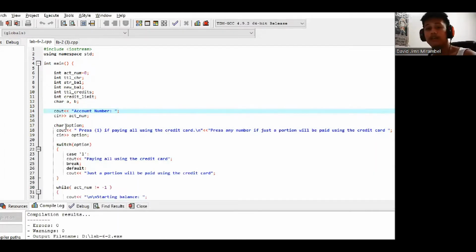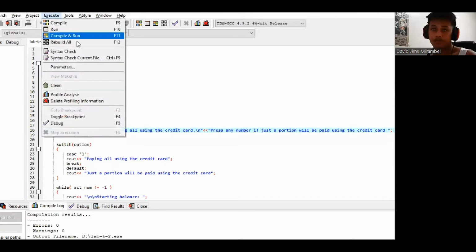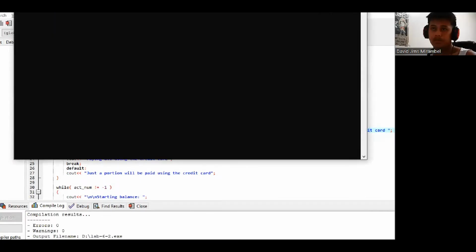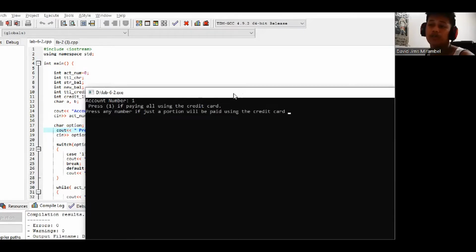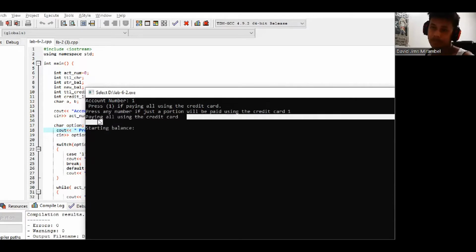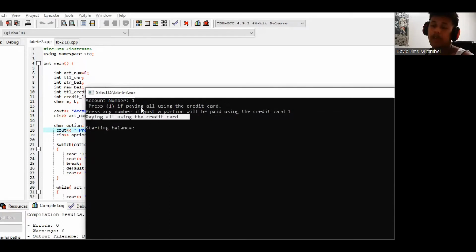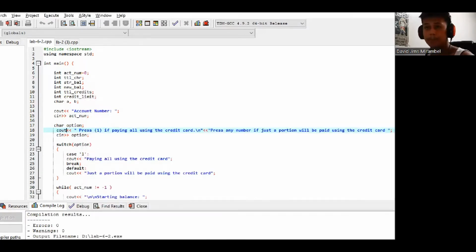In line 18, if you press 1, you're going to be paying all using the credit card. So let's first plug in some numbers. If you press 1, you're going to be paying all using the credit card, and this is accurate.